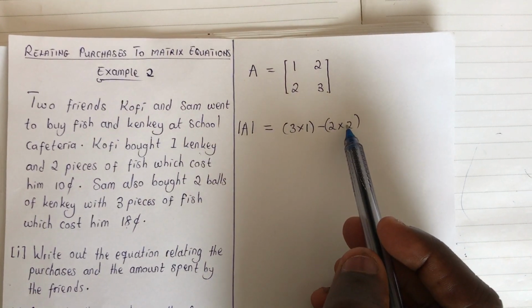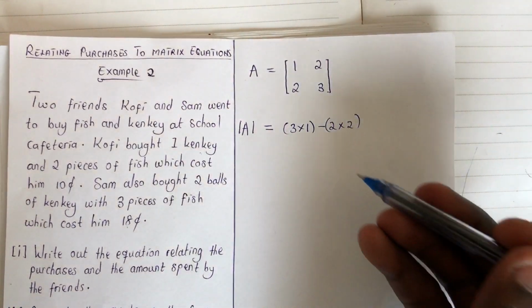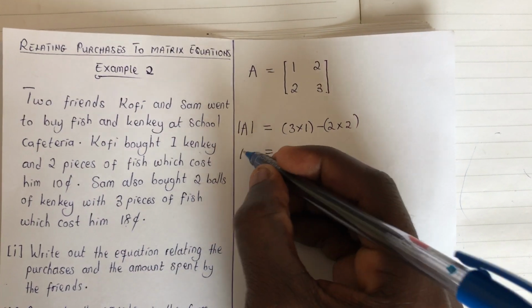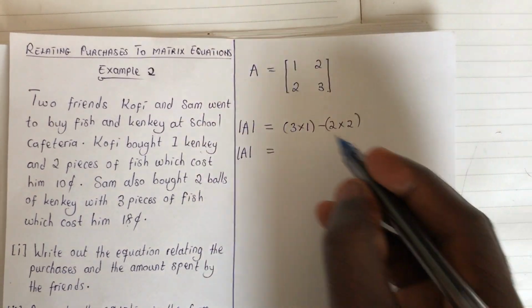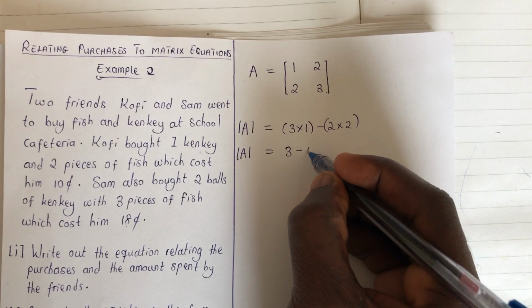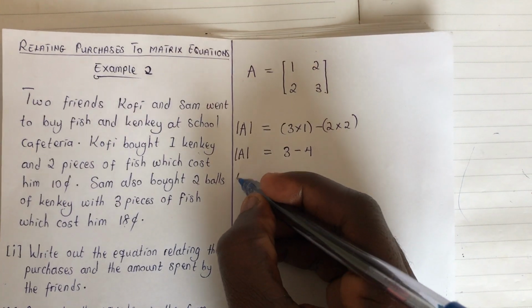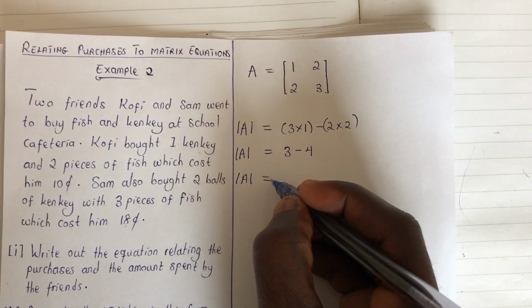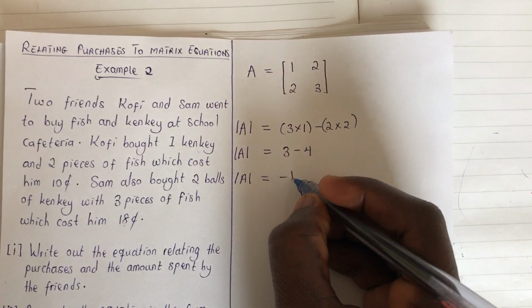If there is a negative here, this one will cancel it. So we have determinant of A giving us 3 minus what? 4. So we have determinant of A is giving us negative 1.